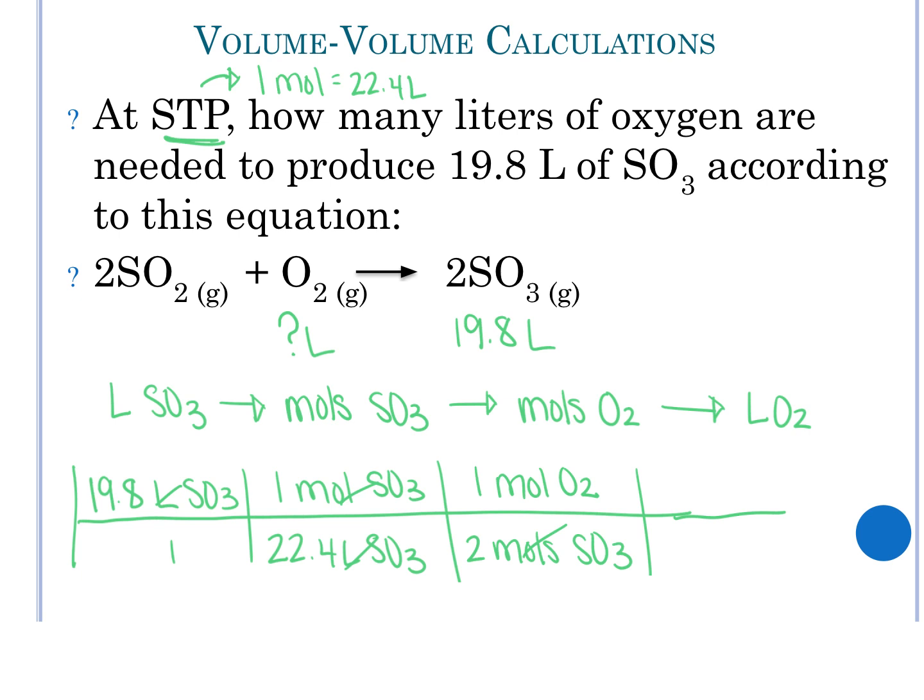And then our last step is we have to get back to liters. So again, for every 1 mole of oxygen, how many liters will it take up? Good. Okay, so if mole is on top, 1 mole has to go on the bottom, which means the 22.4 liters has to go on top.